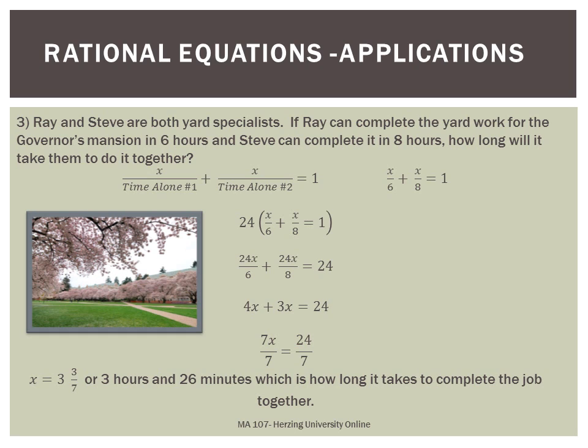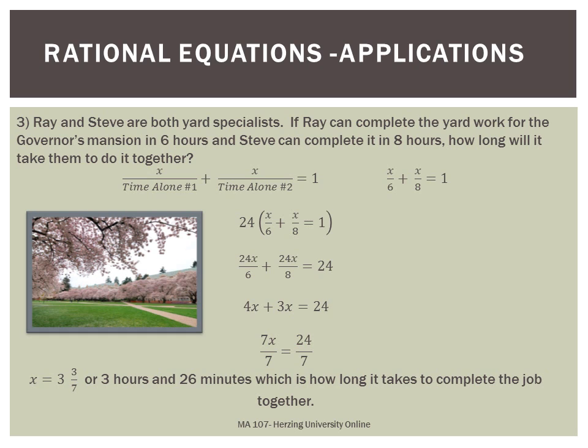Example 3. Ray and Steve are both yard specialists. If Ray can complete the yard work for the governor's mansion in 6 hours and Steve can complete it in 8 hours, how long will it take them to do it together? We are going to use the work equation and substitute 6 in for the denominator in the first expression and substitute 8 in the denominator in the second expression. Therefore, our equation is x divided by 6 plus x divided by 8 equals 1.